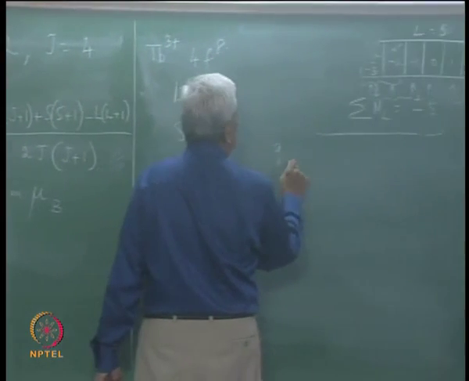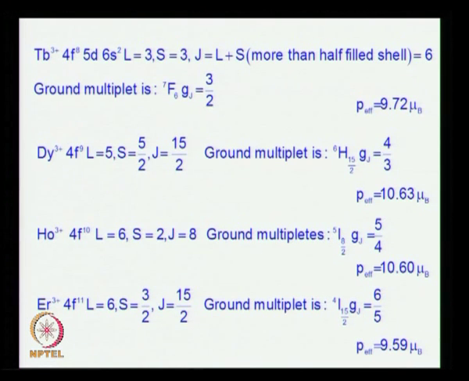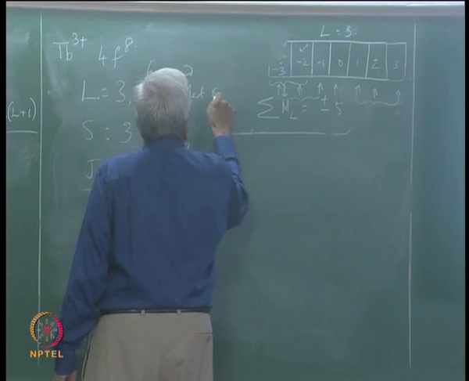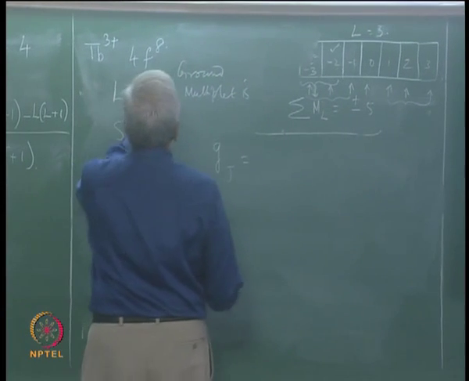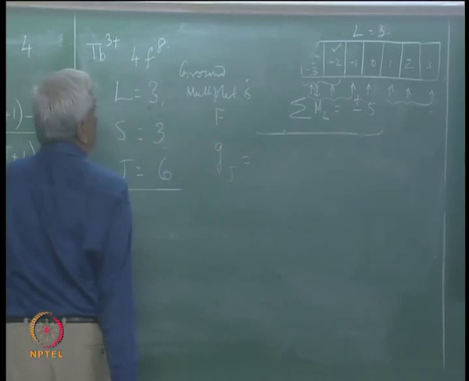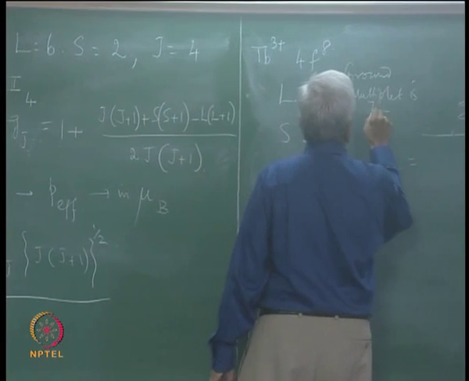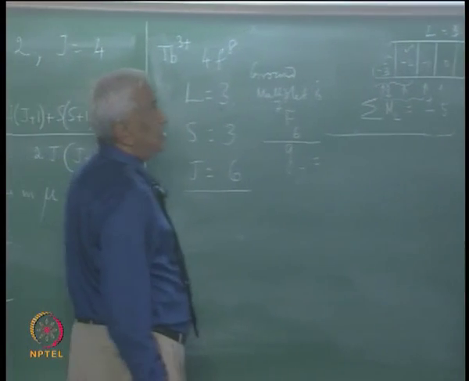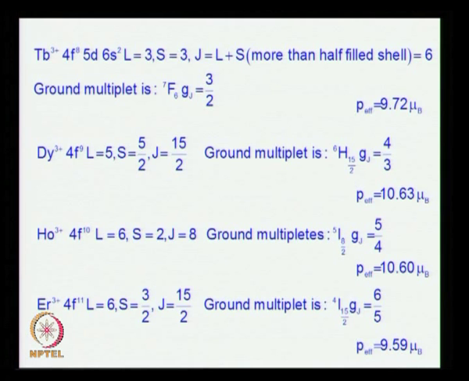The corresponding Gj value, since it is more than half filled shell, the ground multiplet corresponds to L equal to 3. It is an F term with the spin multiplicity of 7 and the J value of 6. The Gj value is 3 by 2 and the effective magnetic moment is 9.72 Bohr magnetons.